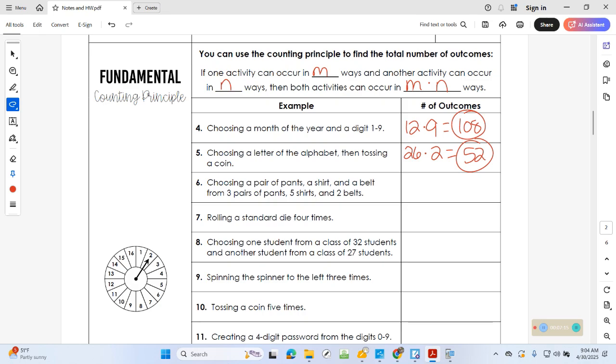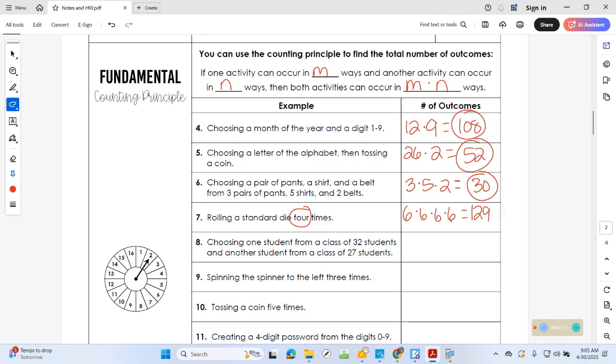I love this stuff. Choosing a pair of pants, a shirt, and a belt from 3 pairs of pants, 5 shirts, 2 belts. What's 3 times 5 times 2? 30. We should just have a test on this. Rolling a standard die 4 times. Okay, let's start with just a single die. How many different numbers can you land on a single die? 6. Okay, and we're doing it 4 times. So it's going to be 6 times 6 times 6 times 6.